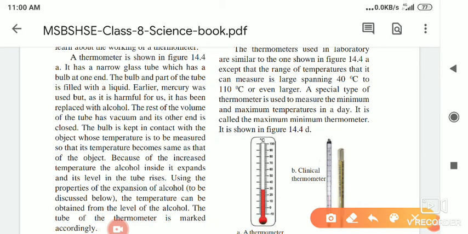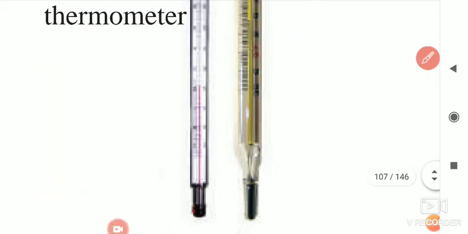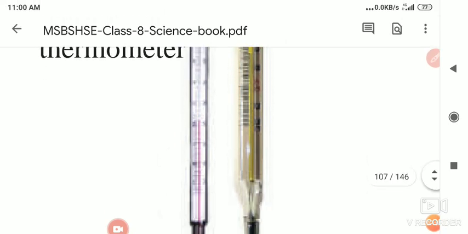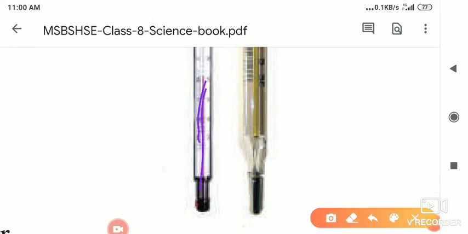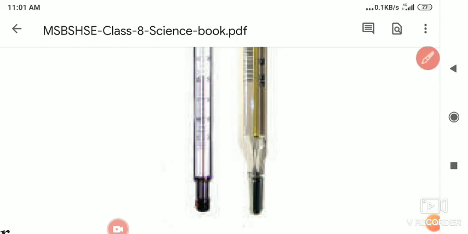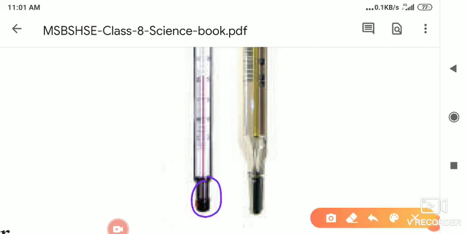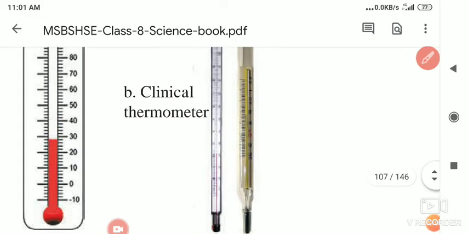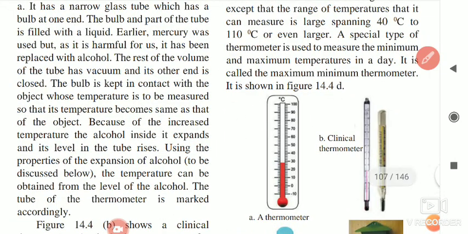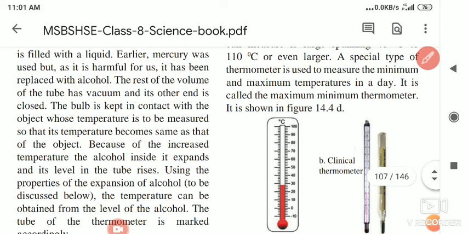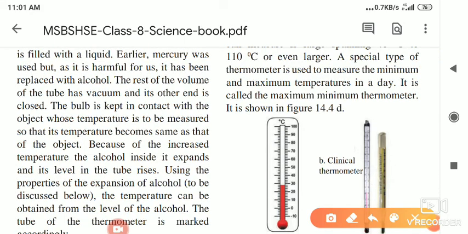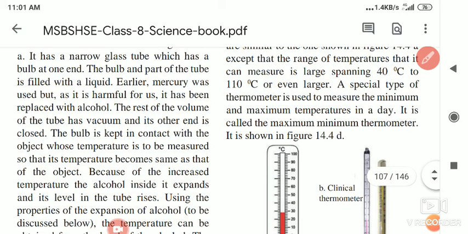The bulb and part of the tube is filled with a liquid. Here it is the bulb and the part. If you see here, the red color is shown. That red color is the alcohol, and one more is mercury, which we used to check the temperature, and nowadays alcohol is used. In this bulb, alcohol or mercury is filled.